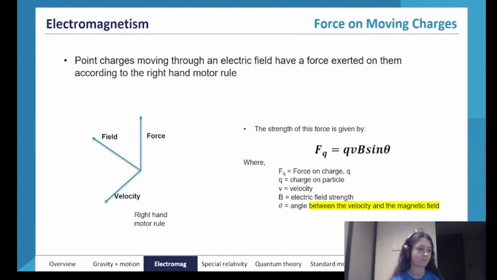And this basically just tells us that the magnetic force, the direction of the field, and the velocity of the charge are all going to be perpendicular to one another. So you can just use your fingers. The strength of this force on a moving charge is going to be given by force equals QVB sine theta.